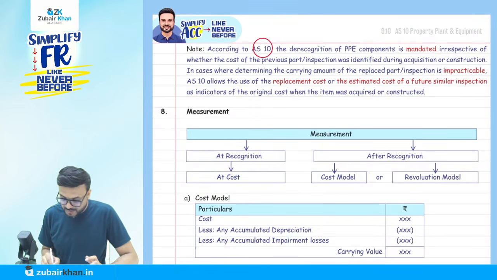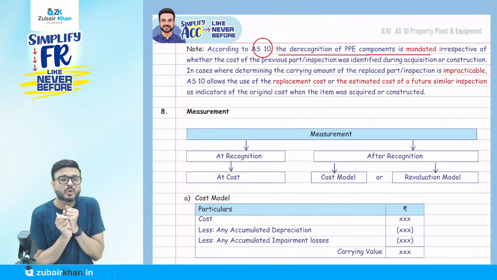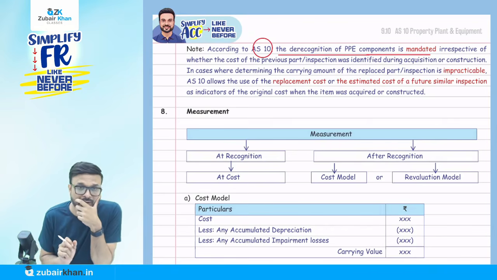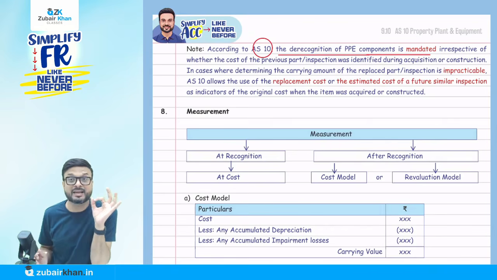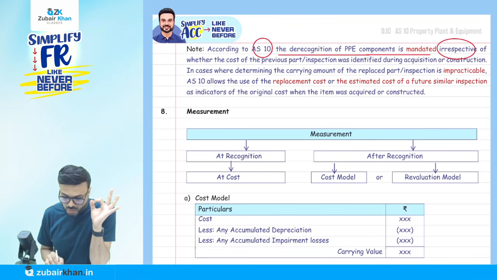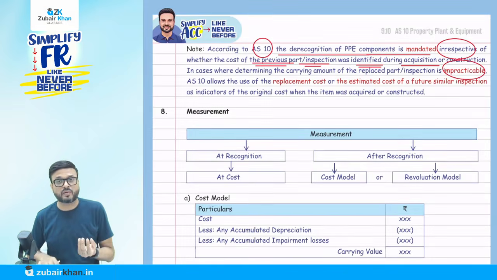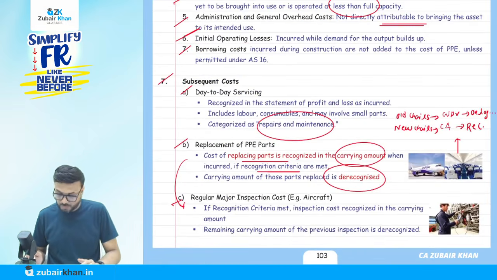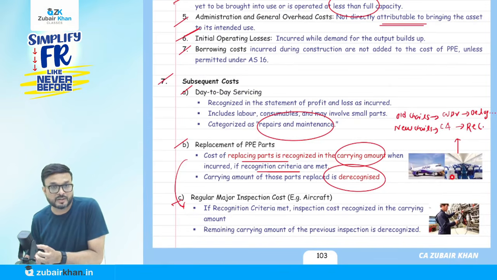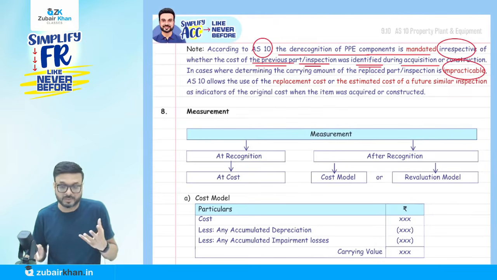Okay. Now remember here, according to AS 10, the derecognition of a PP component is mandated. So we cannot give excuses. We cannot say we don't know the item that we have to derecognize, like the chair, what is the WDV, the book value of that. No, you cannot give excuses. They say it is mandated, irrespective of whether the cost of the previous part or inspection was identified during the acquisition or construction. In cases where determining the carrying amount of the replaced part or inspection is impractical, not possible for me to find out in these aircraft, the total book value, how much belongs to this particular chair, how much is the book value of this particular chair, not possible for me.